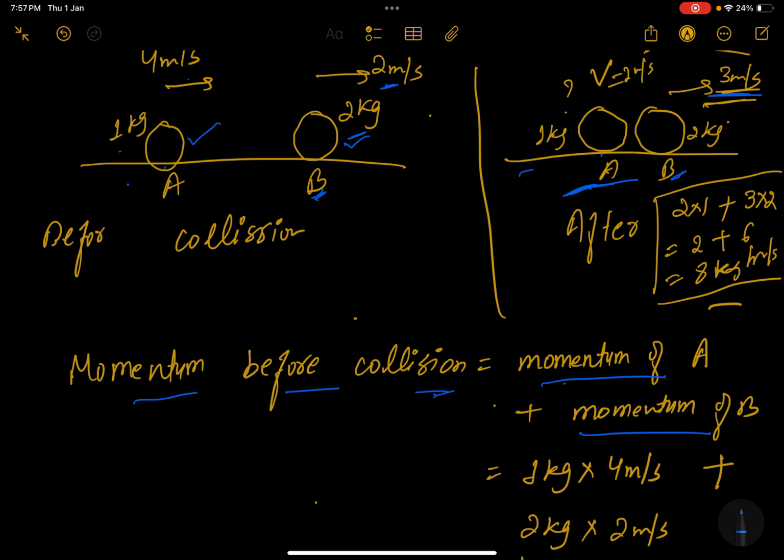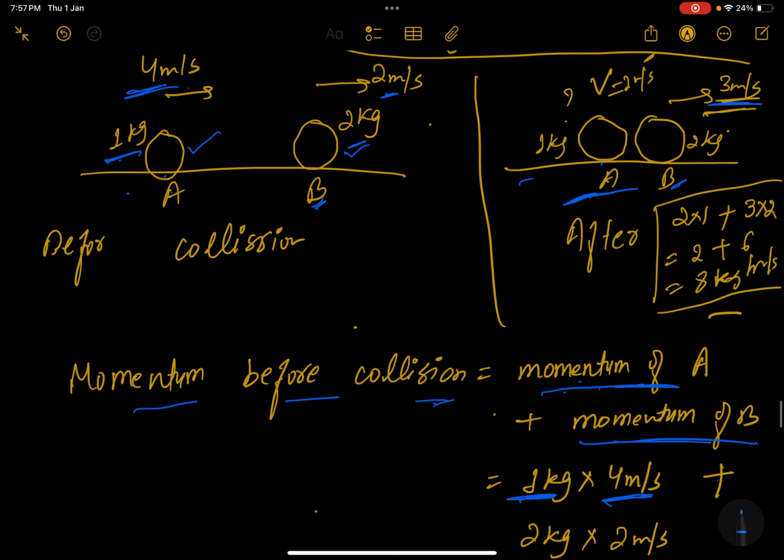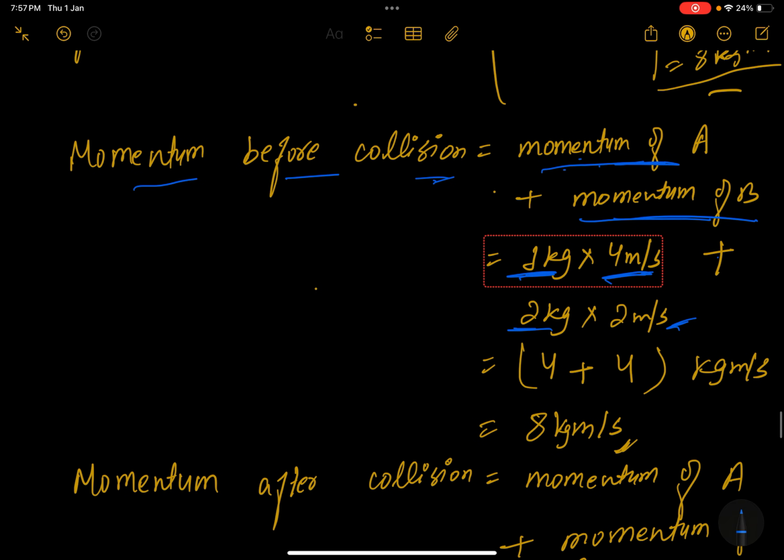Momentum of A. What is momentum? Mass into velocity. So mass of A is 1 kg, velocity of A is 4 meters per second. Plus momentum of B, which is mass into velocity. Mass of B is 2 kg and velocity of B is 2 meters per second. Then we solve it. 4 into 1 is 4, 2 into 2 is 4. The unit will be kg meter per second. Then we get 4 plus 4, 8 kg meter per second. This is our momentum before collision.